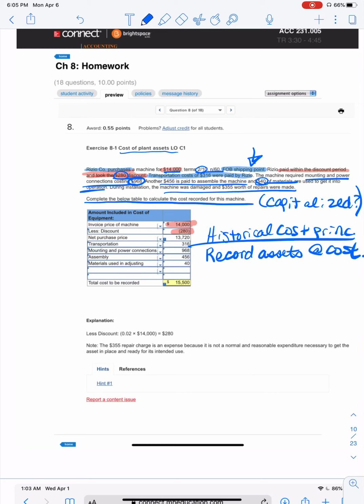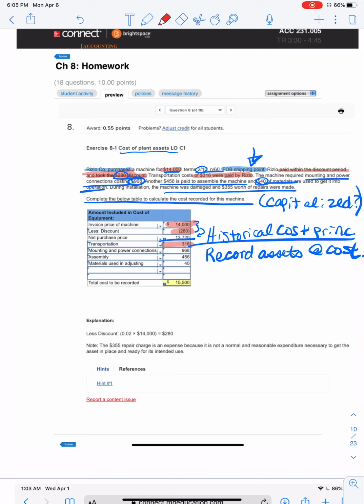And what that means is that if I did not pay that $280 because I got a discount, then I have to reduce the value of my equipment by that $280. And that's exactly what you see happening here. So we said, while originally it was billed for more, we're not actually going to pay that $280, so we're going to reduce the value of that asset. Now it tells us transportation costs of $316 were paid by Rizzio, so $316 paid by Rizzio, and that falls to here. All right, this $13,720 is just this $14,000 less the $280.